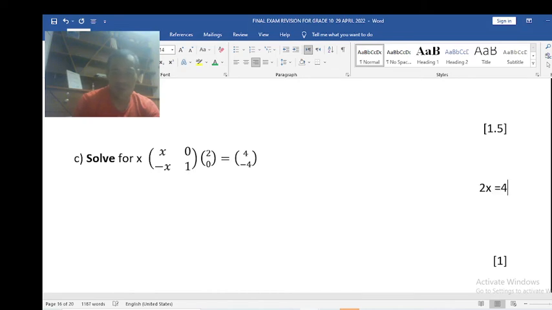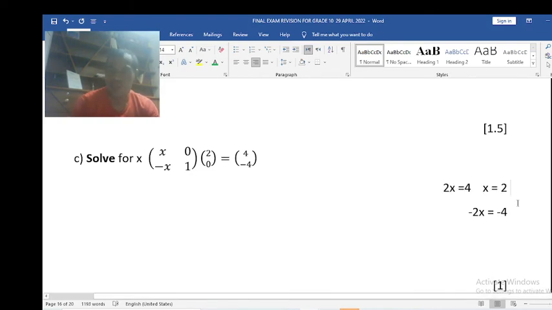2x equals 4, and the next one, minus x multiplied by 2, is minus 2x equals negative 4. So it's clear that x is equal to 2, and here also the same: x equals minus 4 divided by minus 2, which is equal to 2. Clear? So this is the value of x here in this matrix. Clear? I wish that it's clear for you.